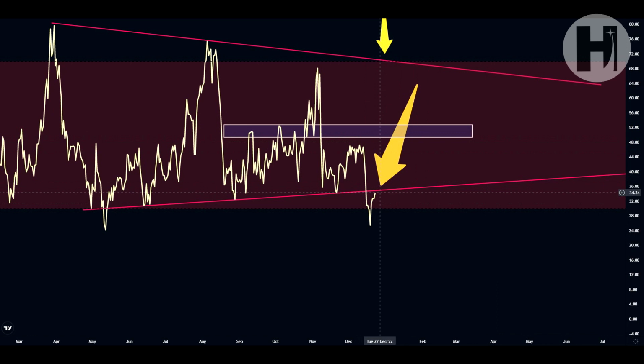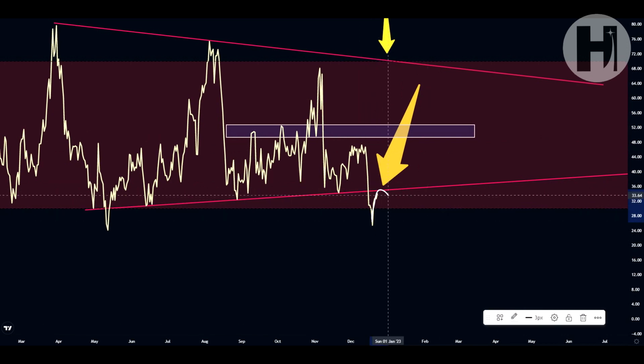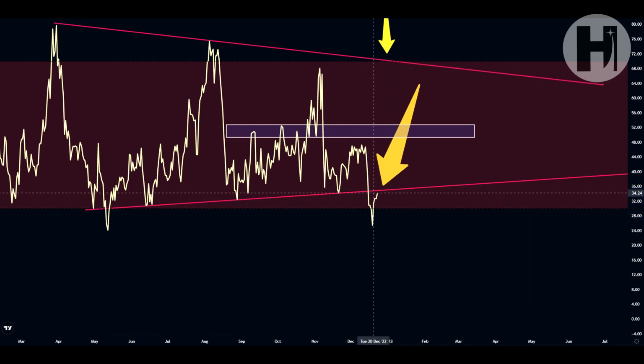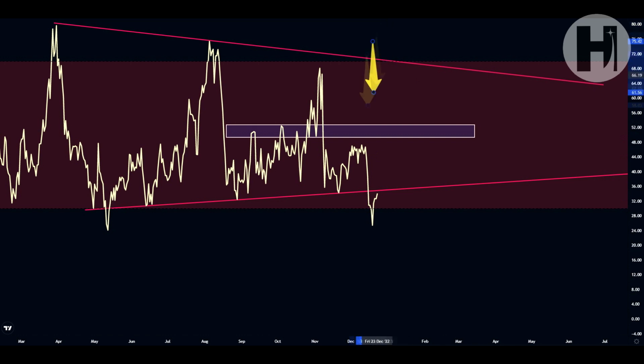So this could obviously take us all the way back down, but I wouldn't be taking profits here. Even if we see a bounce, it's too risky to sell because Vechain is very oversold right now. So I wouldn't bother with a swing trade at this point. What I would target is the resistance block that we have here.